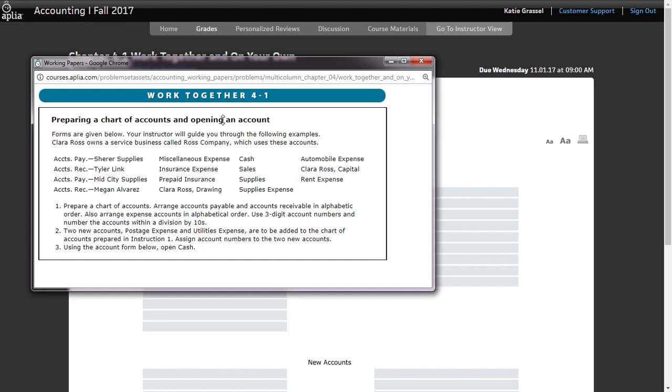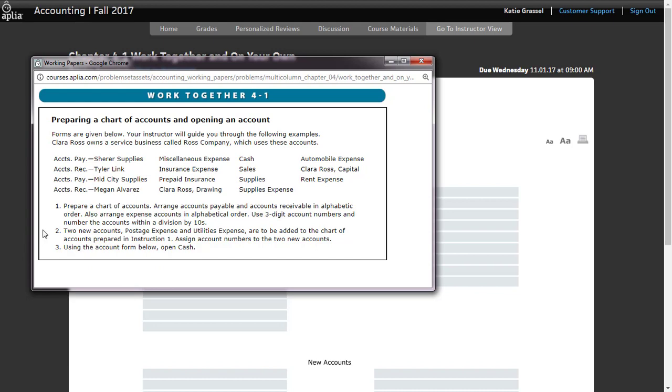So 4-1 says, forms are given below. Your instructor will guide you through the following example. Clara Ross owns a service business called Ross Company, which uses the following accounts. So we have all of these accounts listed there, and you will notice that they are not listed in correct classification order. So you need to be able to identify what they are and how they go. Yay, that makes me happy. That's why we do our T account quiz all the time.